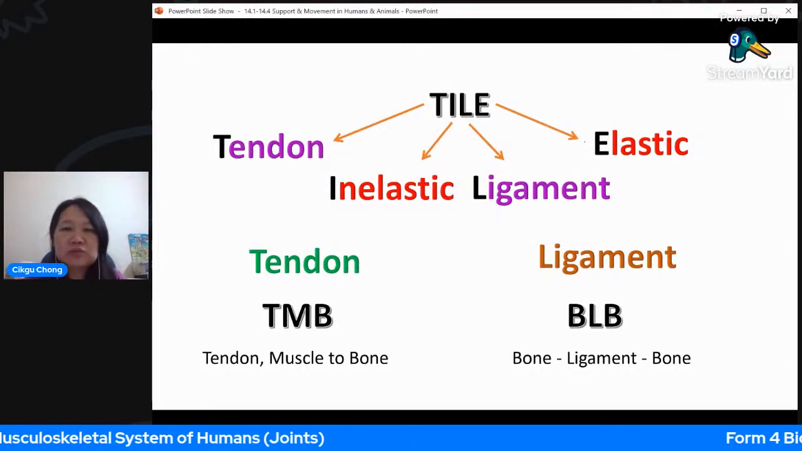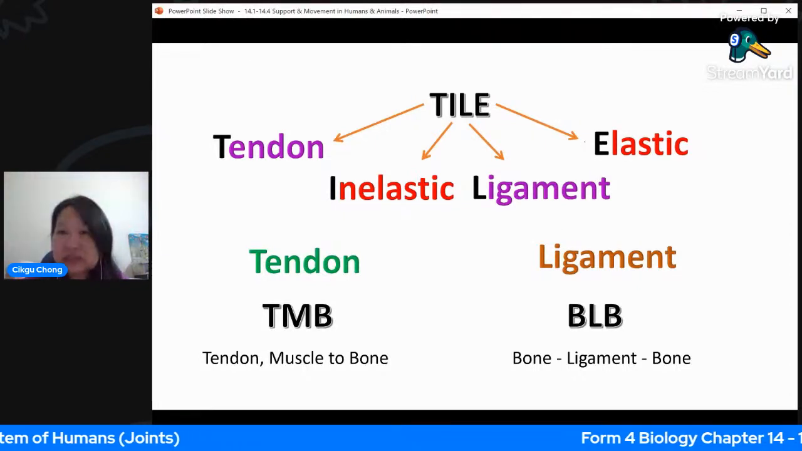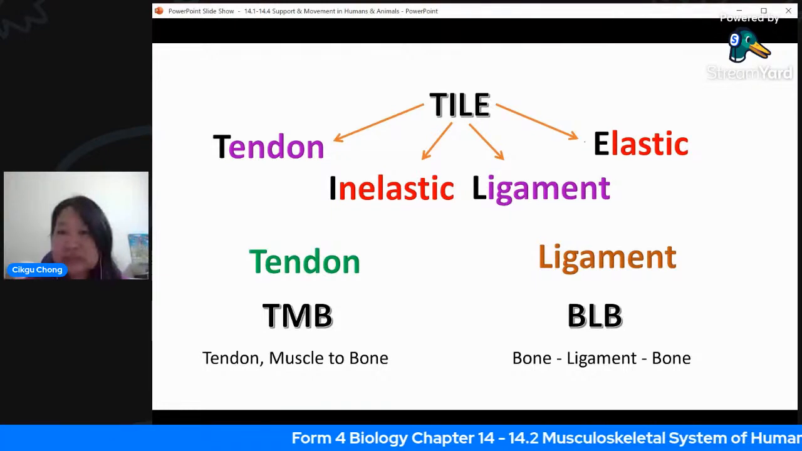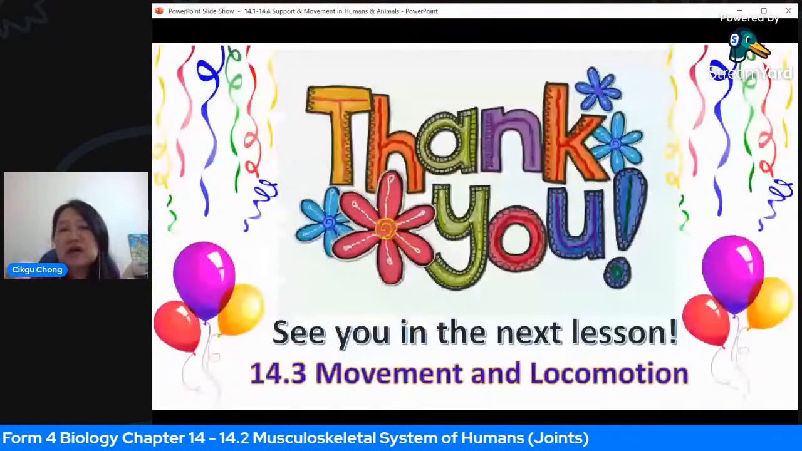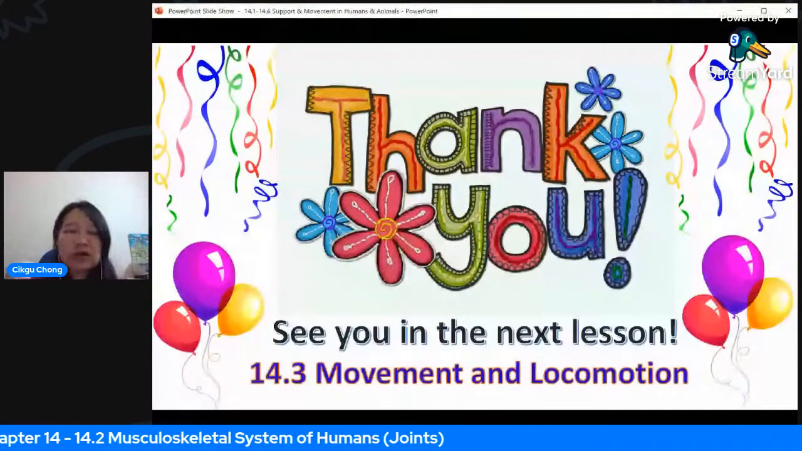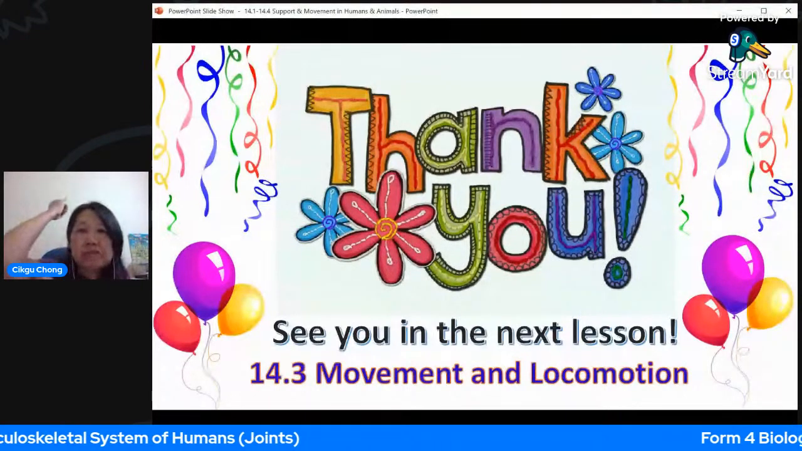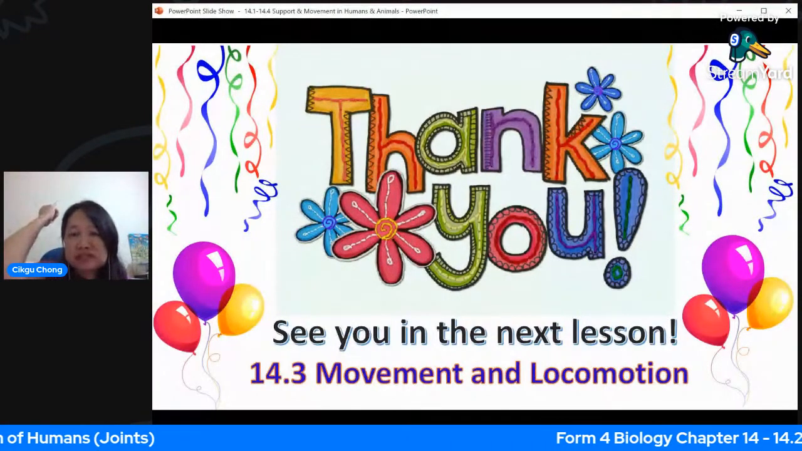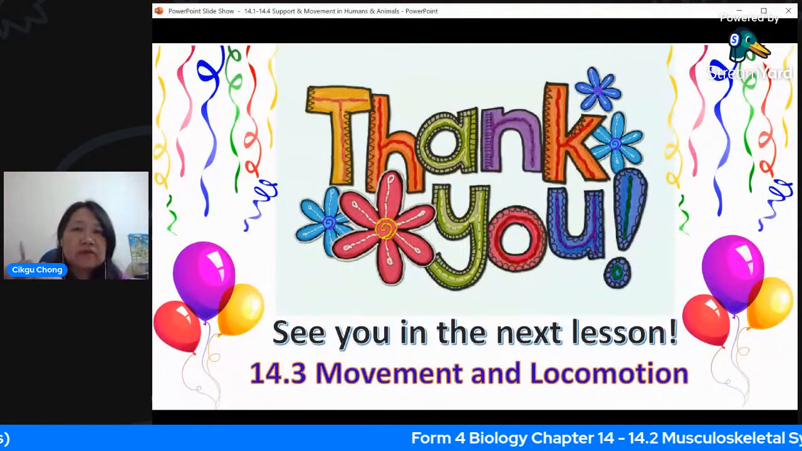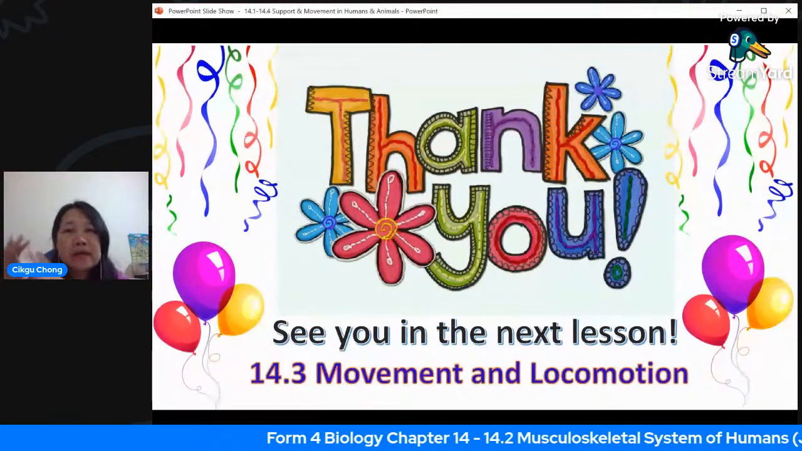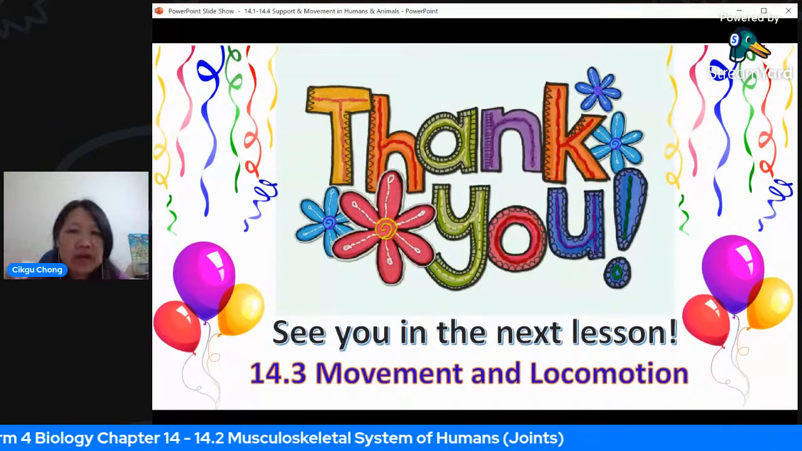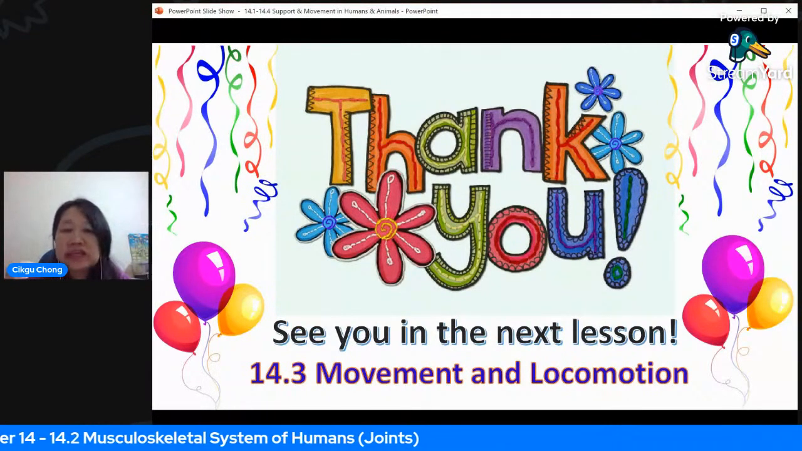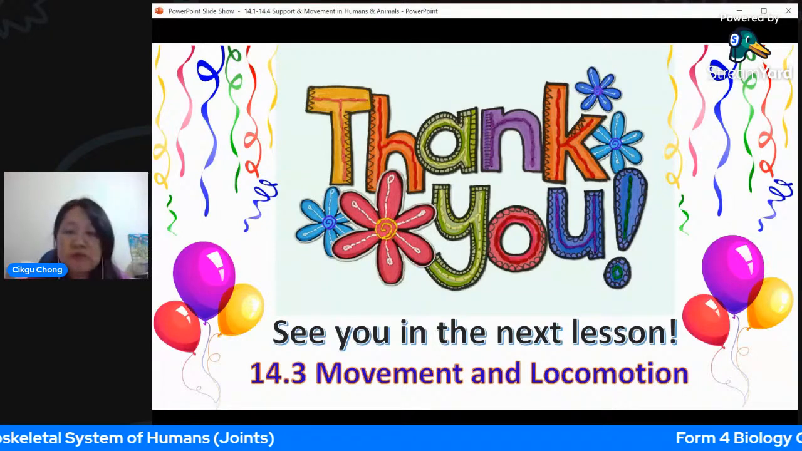This brings us to the end of today's lesson. I just wanted to concentrate on joints. The next lesson will be movement and locomotion: how does it actually move? I've already explained the upper arm, your biceps and triceps, just now. We're going to look at animals, fish, insects, the frog and the bird. How do they fly? How do they flap their wings? That will be the next lesson, 14.3, movement and locomotion.